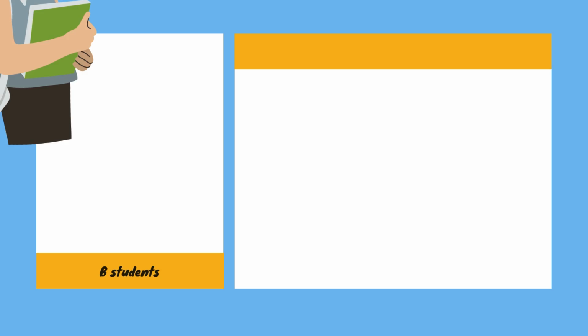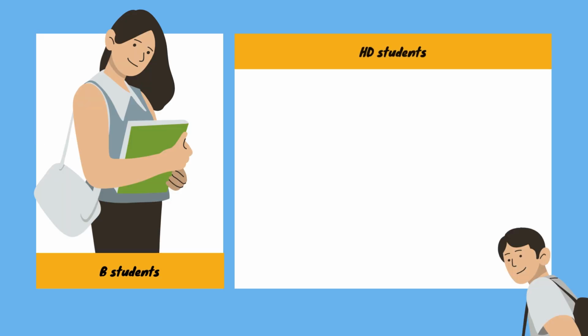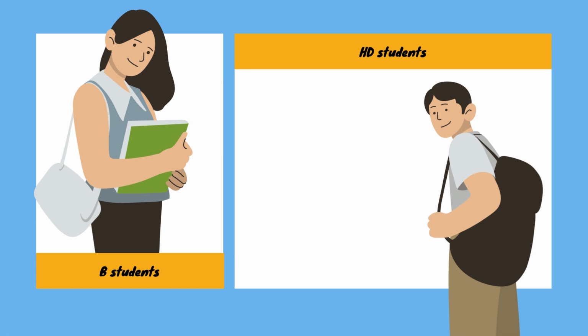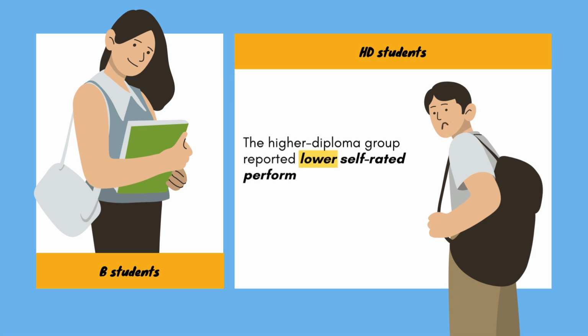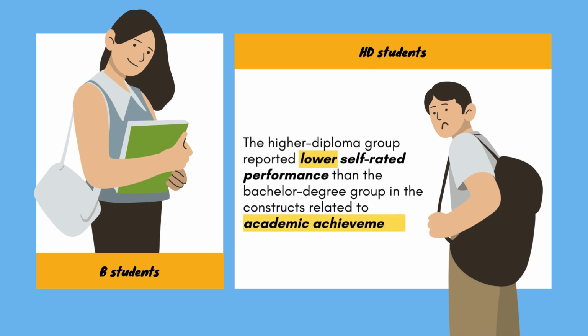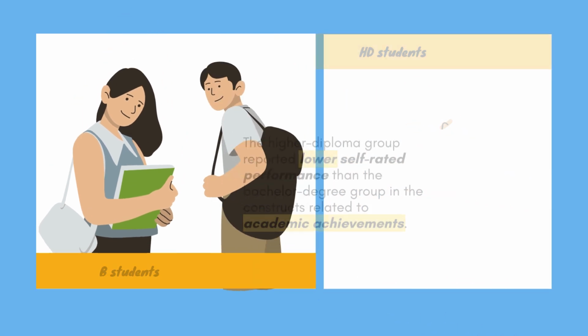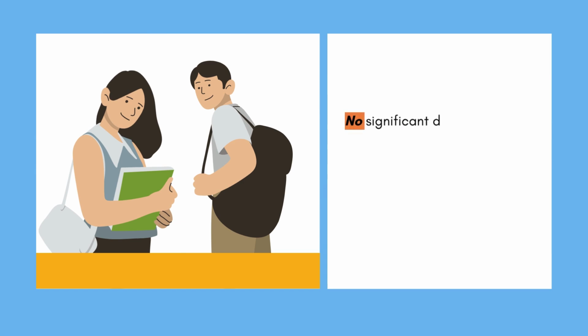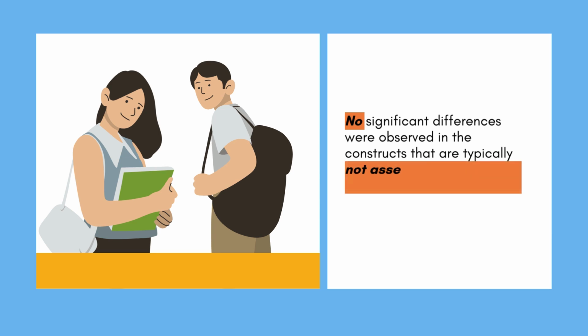When comparing bachelor degree students and 3-year higher diploma students who did not meet the admission requirements for bachelor degree programs, researchers found that the higher diploma group reported lower self-rated performance than the bachelor degree group in the constructs related to academic achievements. Surprisingly, no significant differences were observed in the constructs that are typically not assessed by academic achievement tests.